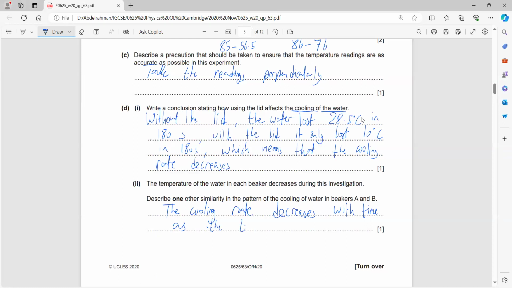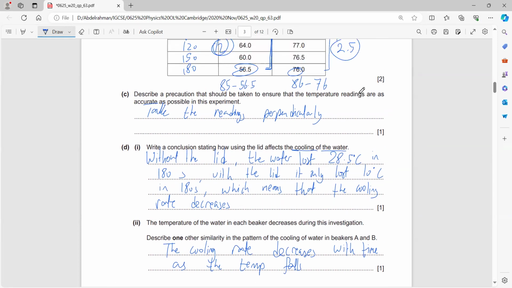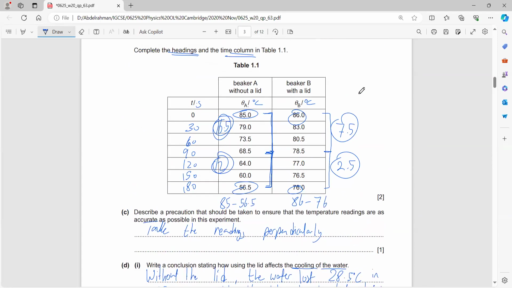I mean, the examiner will give you the table and the numbers are clear in the table. The numbers here are clear that the cooling rate initially in A was high and then the cooling rate decreases a little. Also in B you have the same thing.